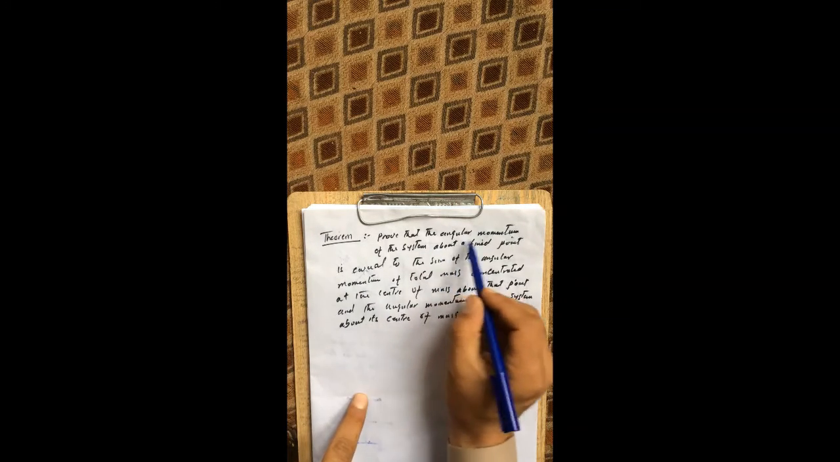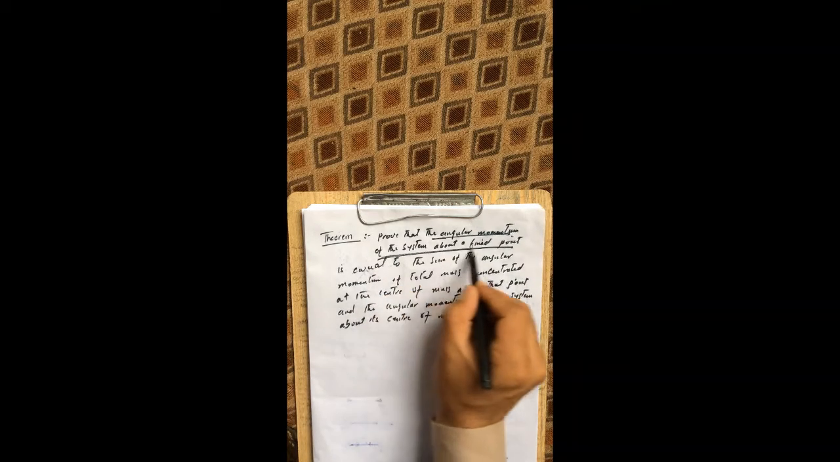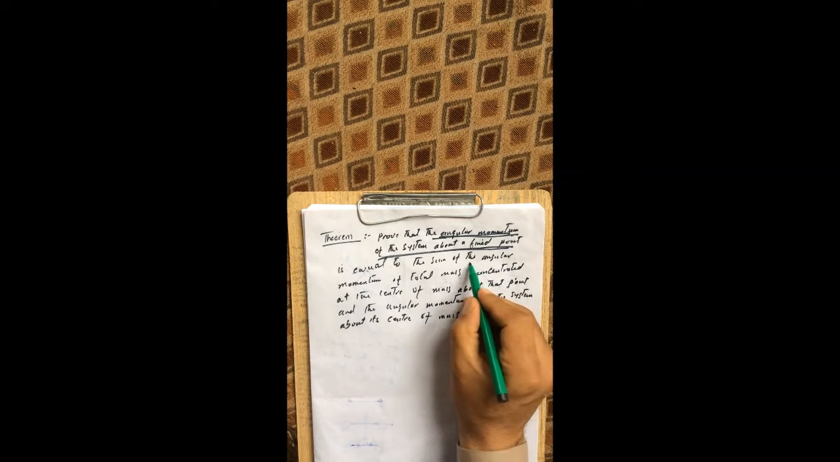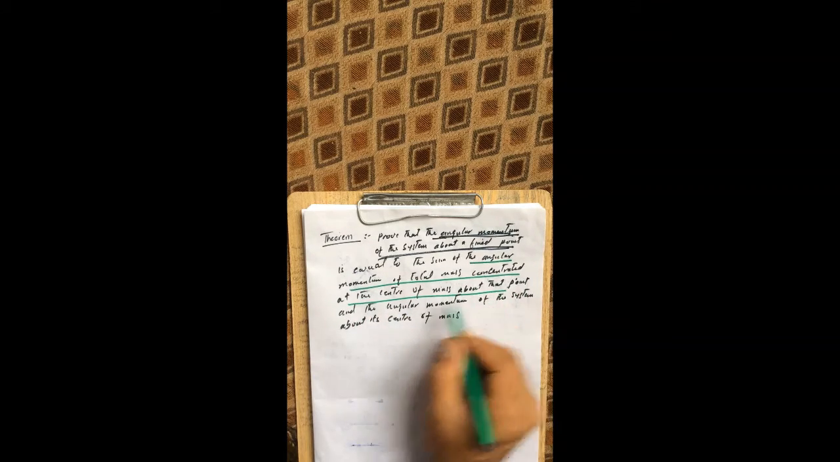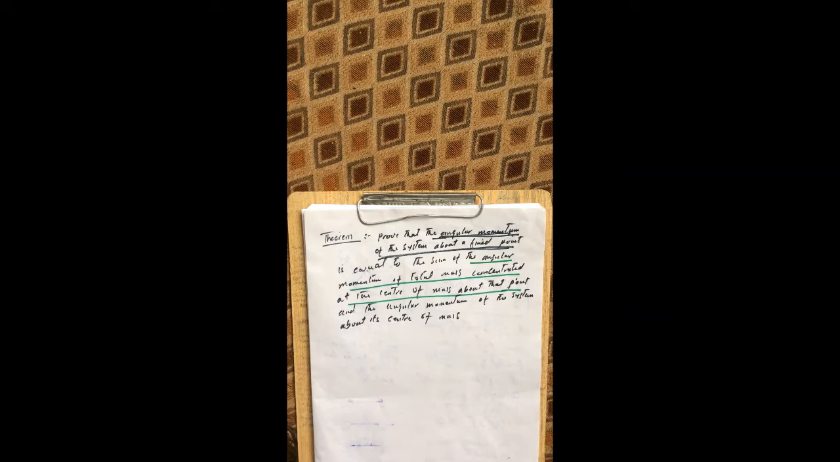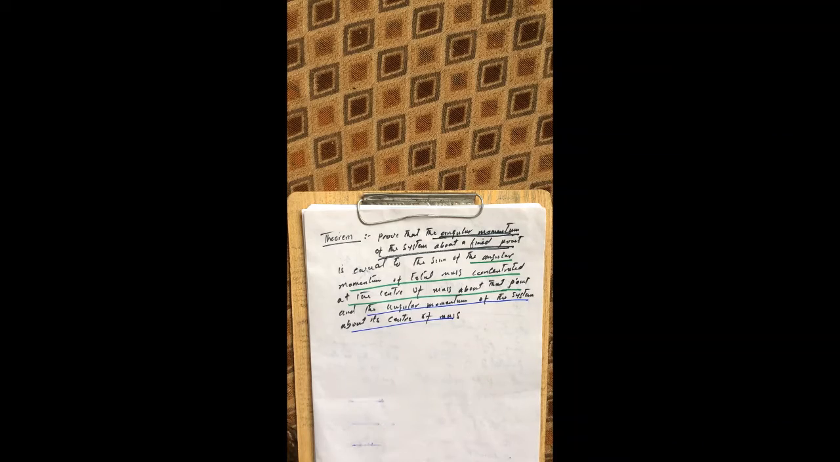Now this theorem tells us that the total angular momentum of the system about a fixed point is equal to the sum of two angular momenta. One is the angular momentum of the total mass concentrated at the center of mass about that point. Okay, and then the angular momentum of the system about its center of mass.